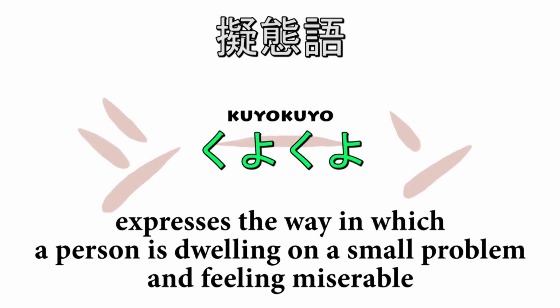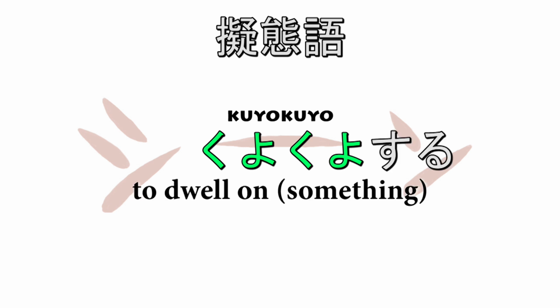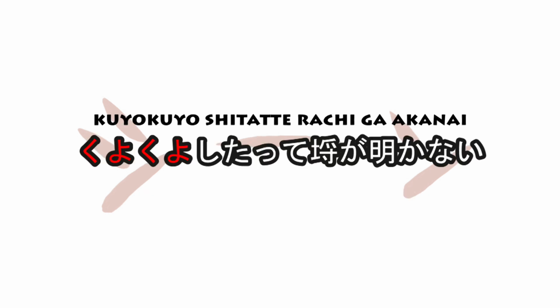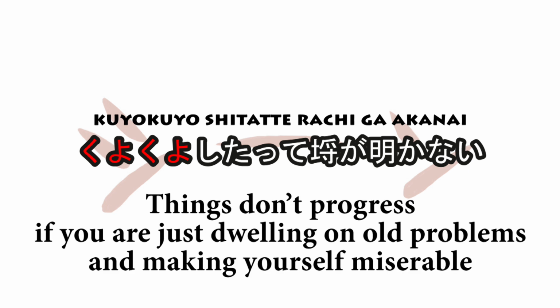Another example of Gitaigo, kuyo kuyo, expresses the way in which a person is dwelling on a small problem and feeling miserable. This word describes what is happening inside a person's mind, so there is, of course, no actual sound involved. The closest English equivalent of kuyo kuyo suru would be to dwell on something, to worry about something, and to brood over something. An example sentence using kuyo kuyo would be kuyo kuyo shita tte rachi ga akanai. Things don't progress if you are just dwelling on old problems and making yourself miserable.